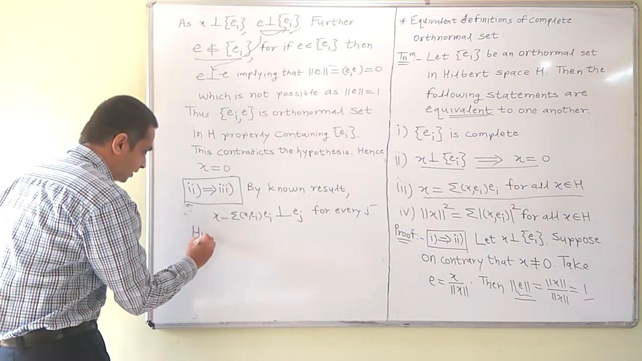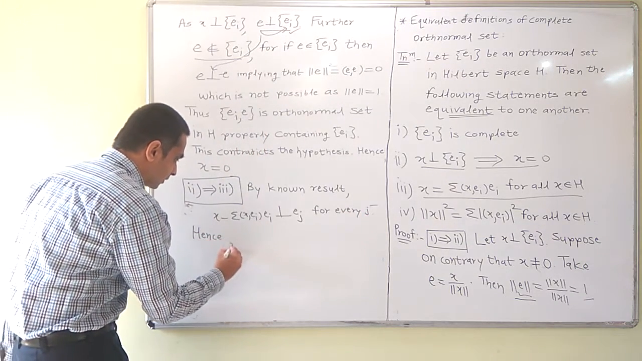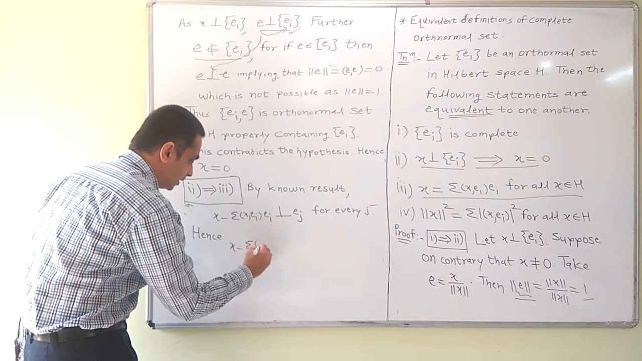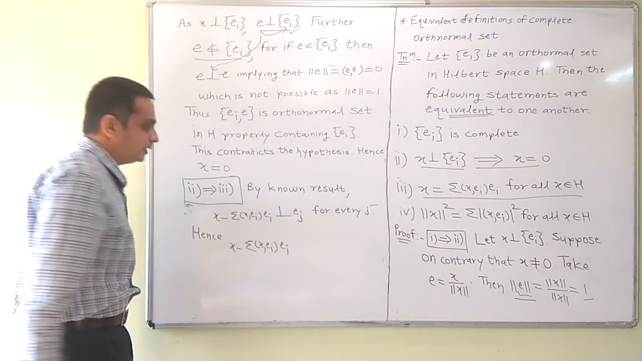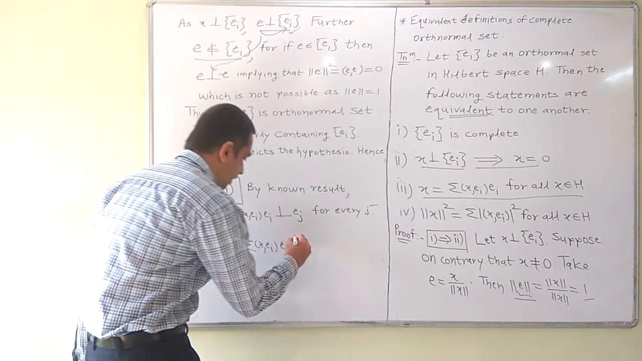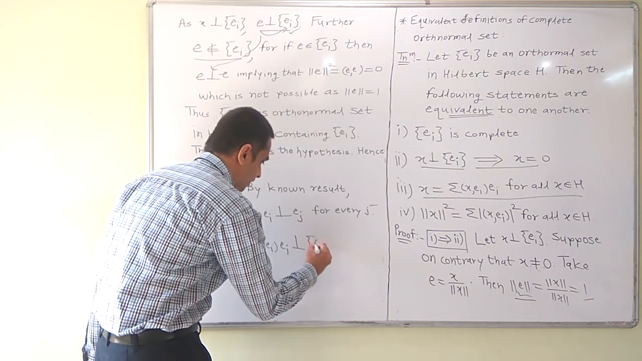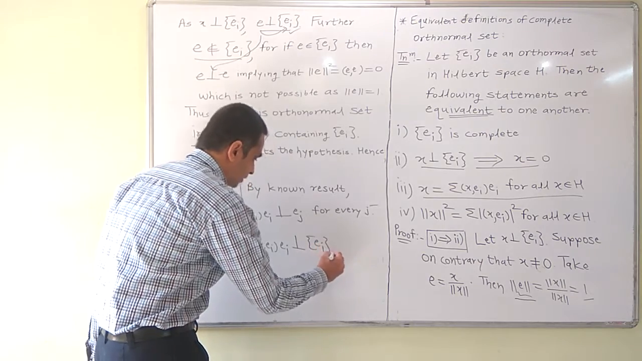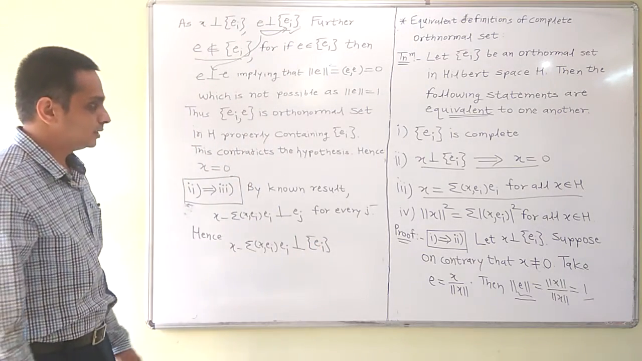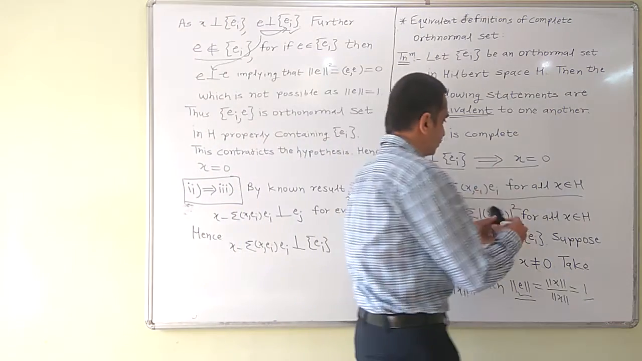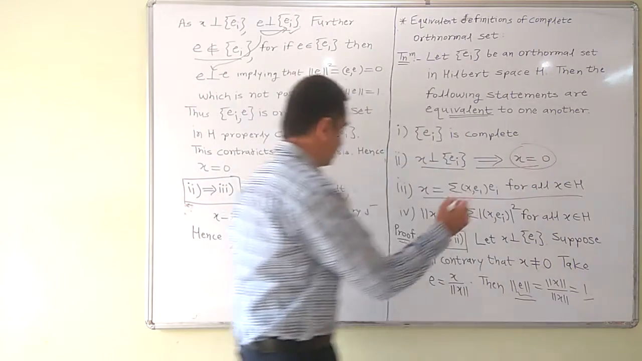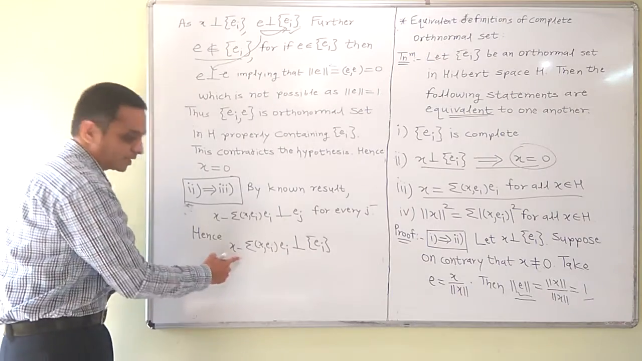Hence, we can say that x minus summation x ei is orthogonal to the set ei. So by hypothesis, if some vector is orthogonal to this, then that vector must be 0. So that x will be 0. Here in this case, x means this fact.